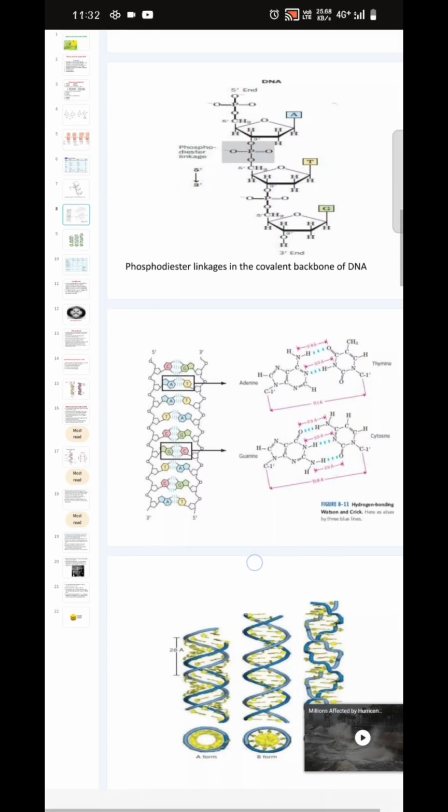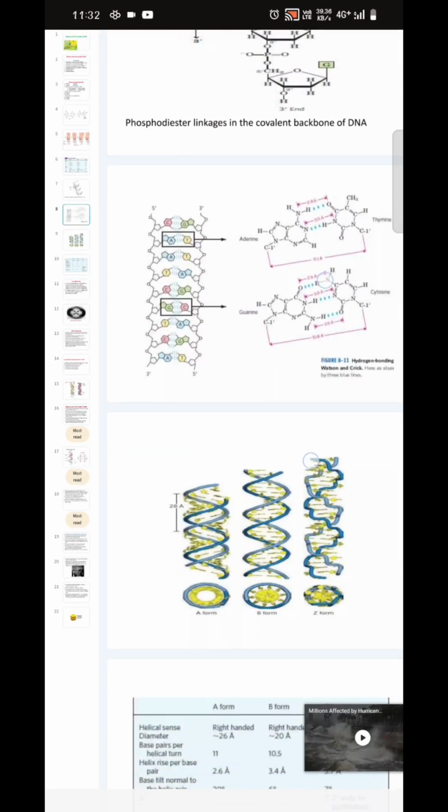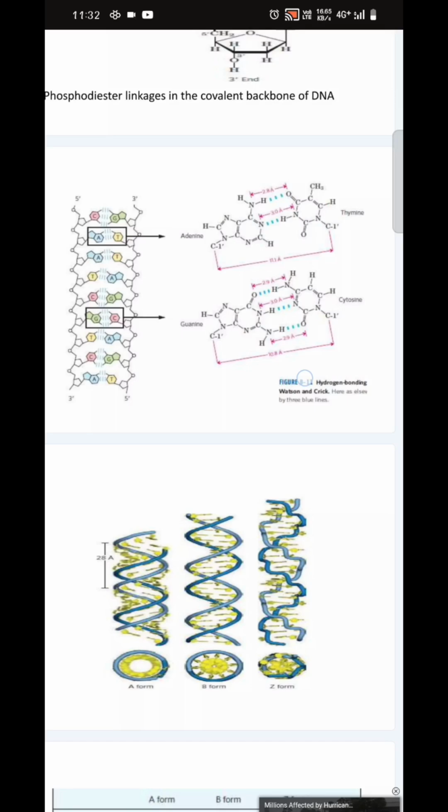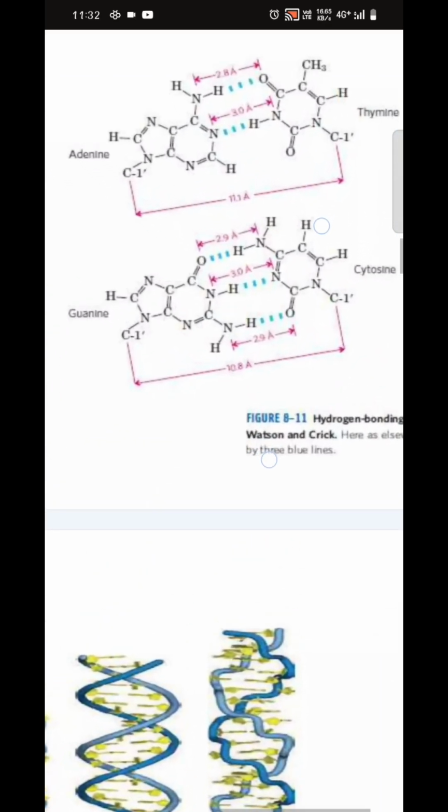The 9th page also shows the structures of the hydrogen bonding of Watson and Crick. Here, the blue lines are the hydrogen bonding of Watson and Crick.